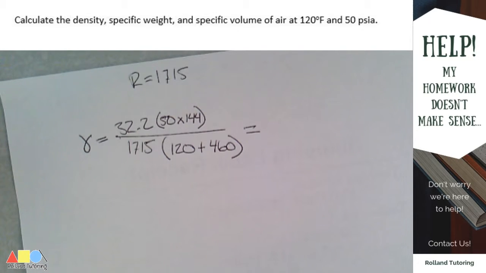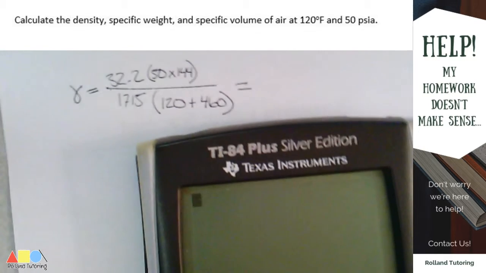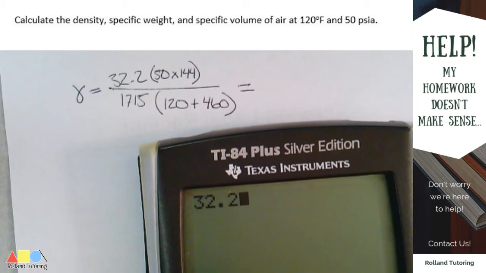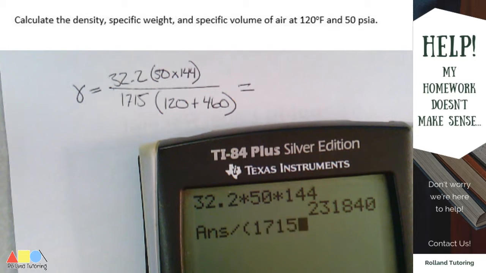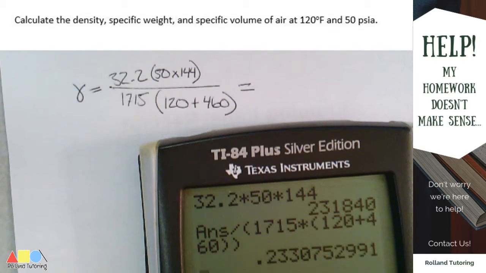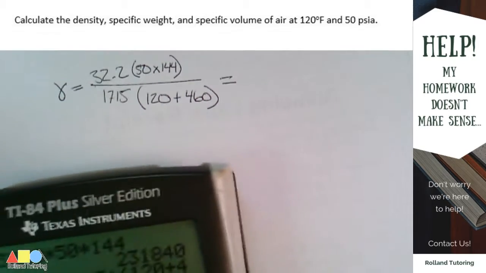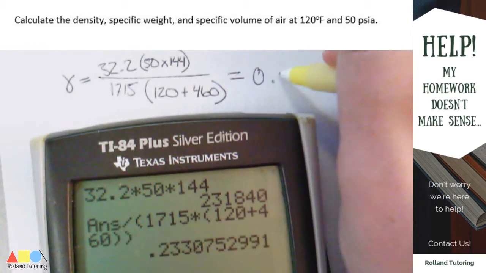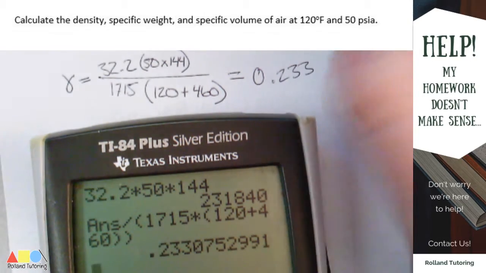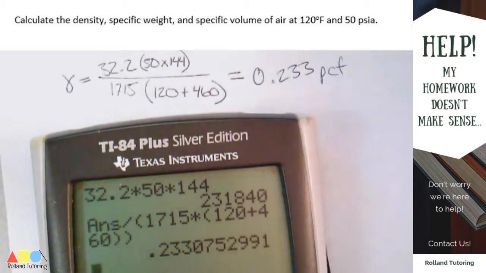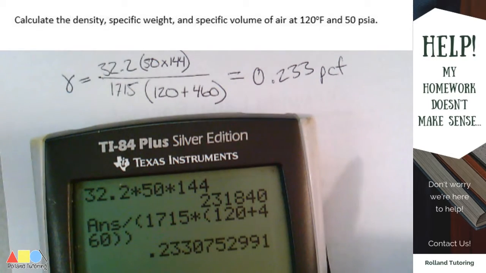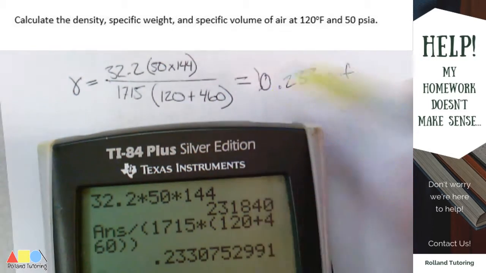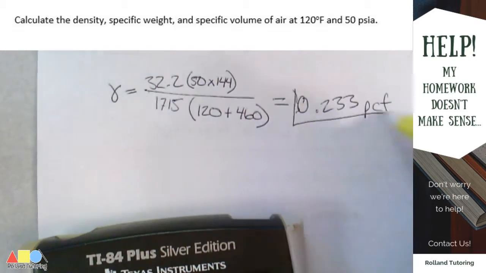We'll plug that into our calculator here. 32.2 times 50 times 144 divided by 1715 times 120 plus 460. And that should give us 0.233. So that is your first answer here, 0.233 pounds per cubic foot. And that is our specific weight. So that is the first of three answers that you will need.